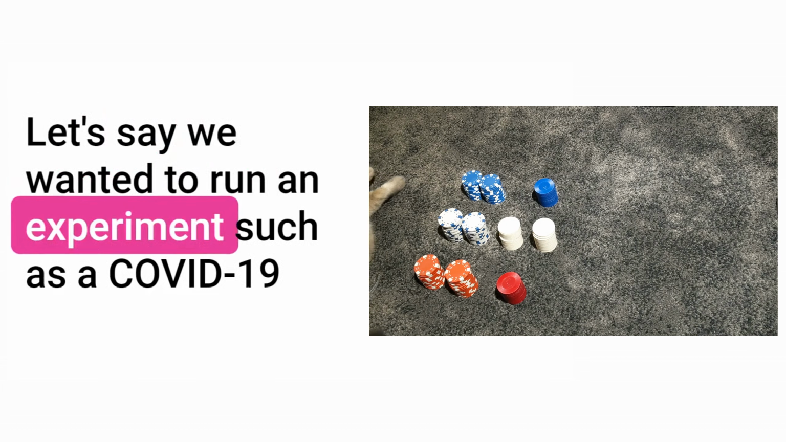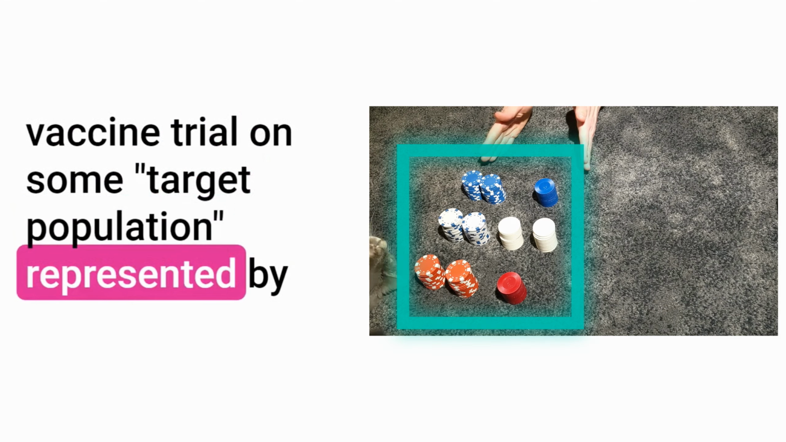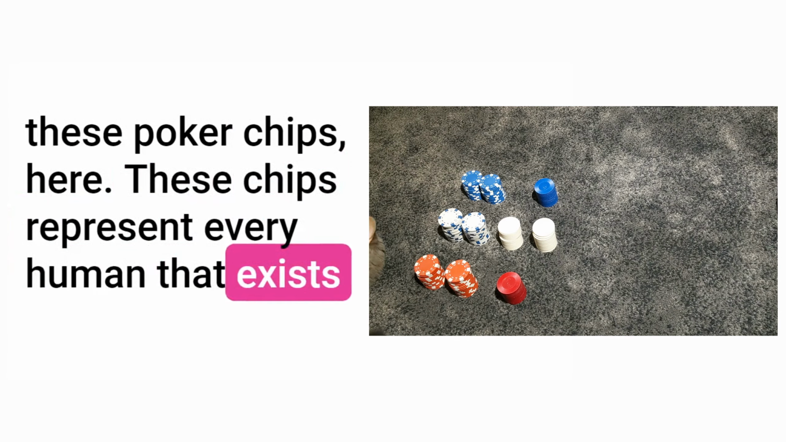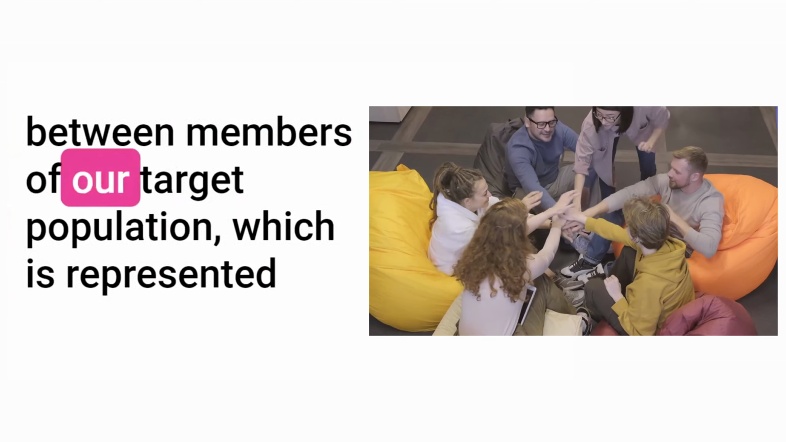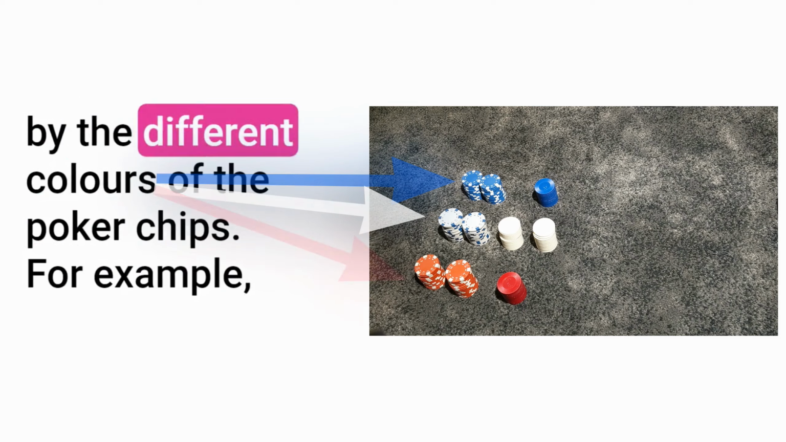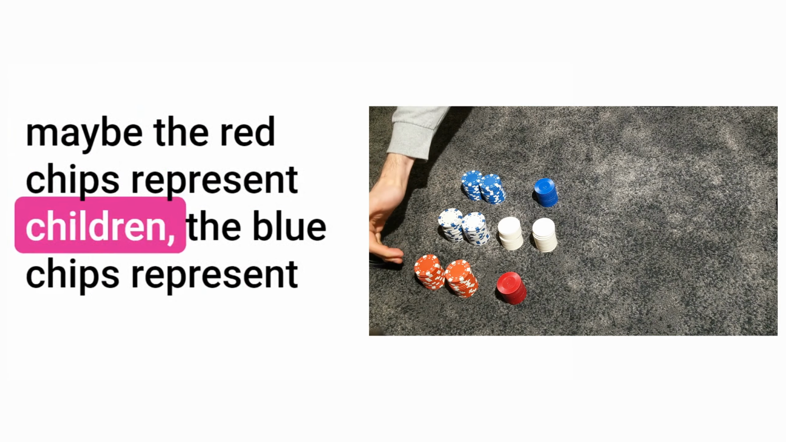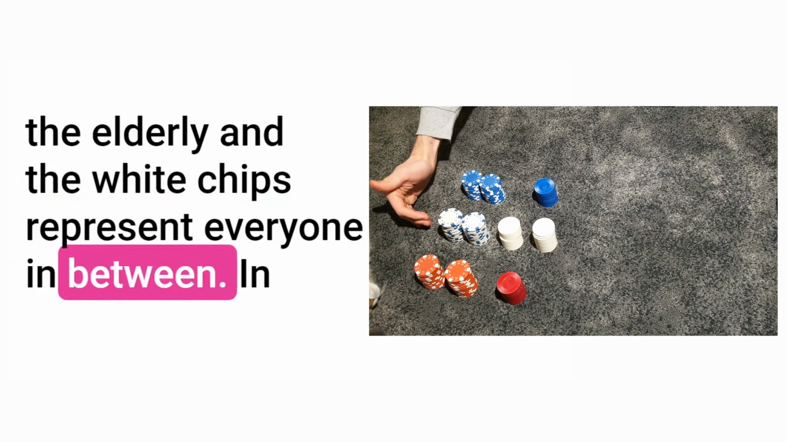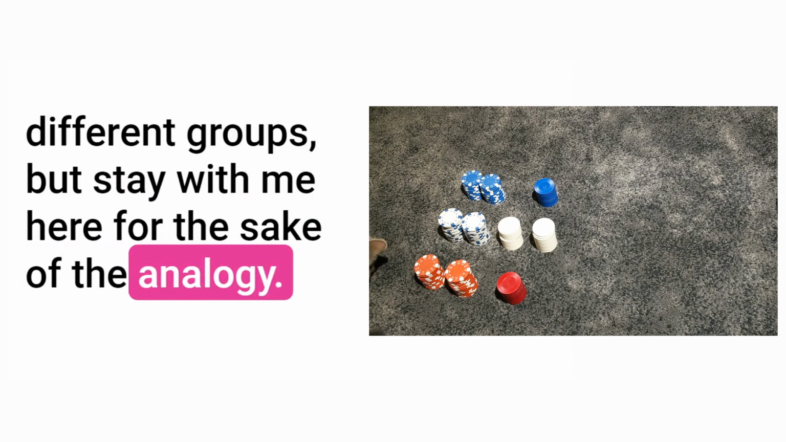Let's say we wanted to run an experiment, such as a COVID-19 vaccine trial, on some target population, represented by these poker chips here. These chips represent every human that exists now and ever will exist. There's a lot of varying characteristics between members of our target population, which is represented by the different colors of the poker chips. For example, maybe the red chips represent children, the blue chips represent the elderly, and the white chips represent everyone in between. In reality, we'd have more than one characteristic and more than 3 different groups, but stay with me here for the sake of the analogy.